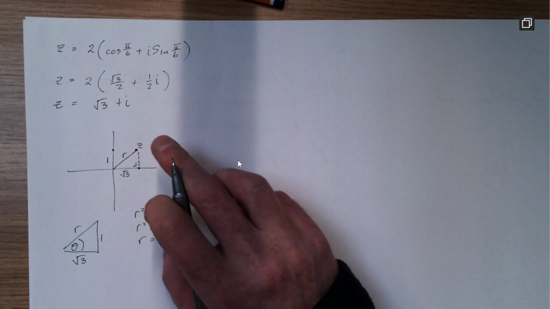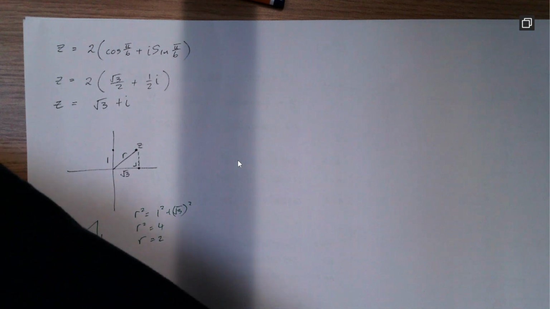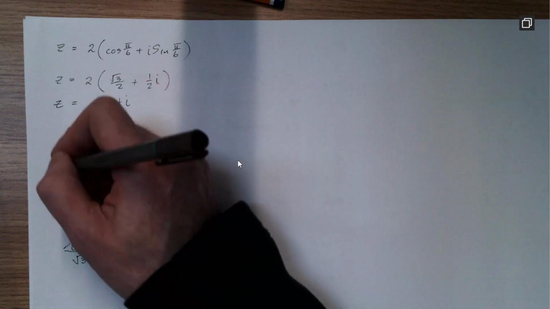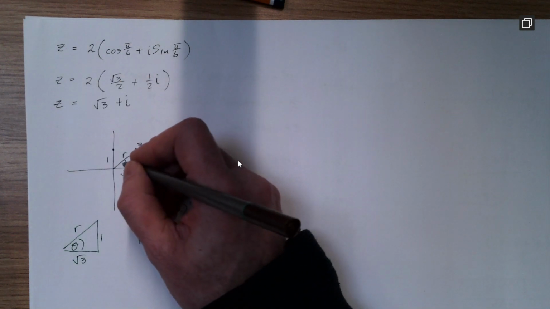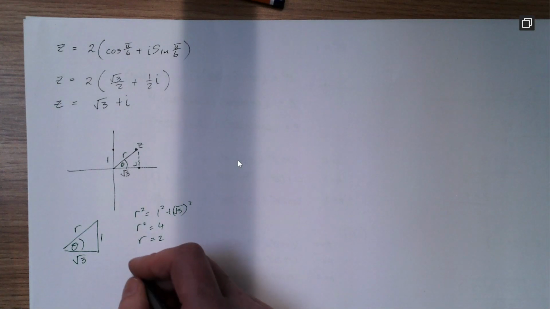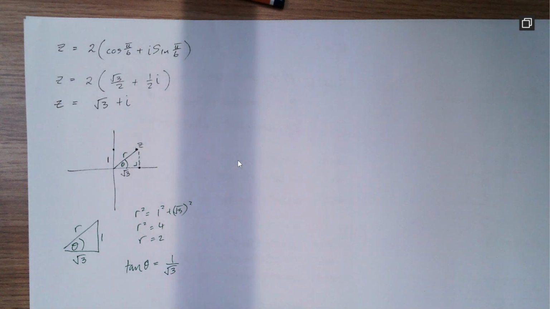Now with the modulus, we use the compass to draw a circle with radius 2, and then look at the angle theta. Tan theta equals opposite over adjacent, which is 1 over square root 3. So theta equals inverse tan of 1 over square root 3, which is 30 degrees.